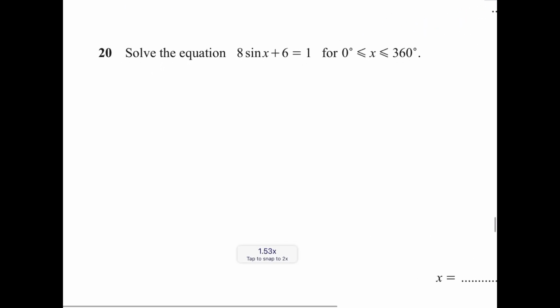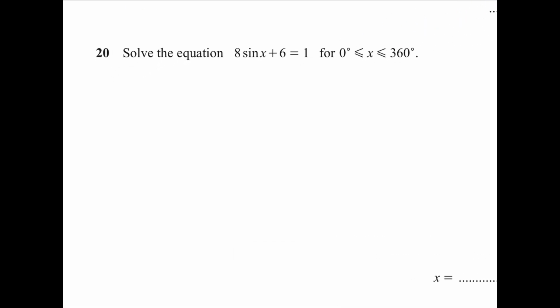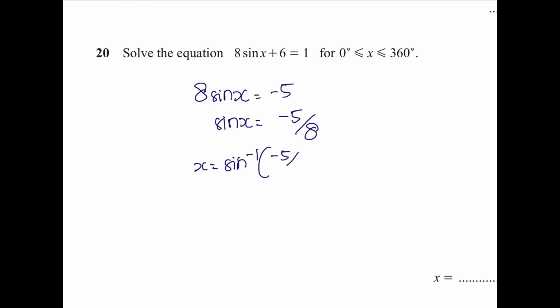It says solve the equation 8 sine x plus 6 is equal to 1. So in these types of questions, what you have to do is isolate sine x. So 8 sine x, if you take 6 to that side, it would be 1 minus 6, that is negative 5. So sine of x is basically negative 5 over 8. So x is sine inverse of negative 5 over 8.